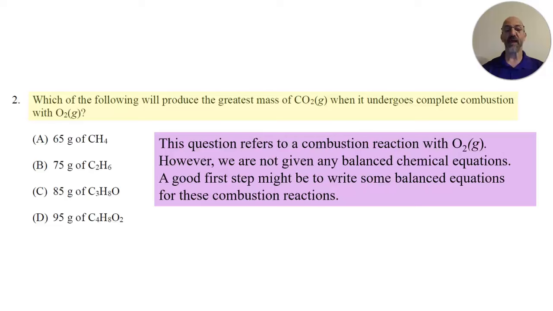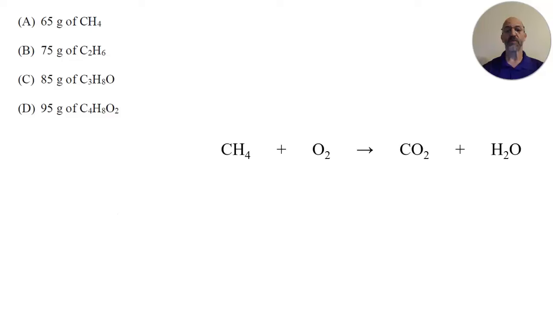So a combustion reaction with these 4 substances involves a reaction with O2, and then the products of the chemical reaction are both carbon dioxide and water. So in the first example, we have CH4. If that reacts with O2, I produce carbon dioxide and water. Now, the carbon atoms are already balanced. I see 4 hydrogen atoms on the left, so I'll put a 2 in front of the H2O. I see a total of 4 oxygen atoms on the right, so I will put a 2 in front of the O2.